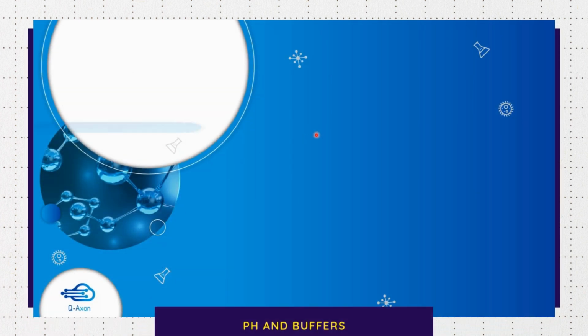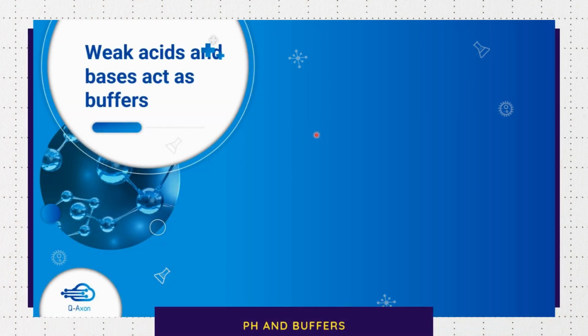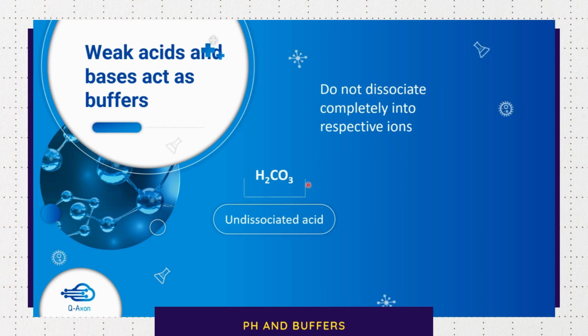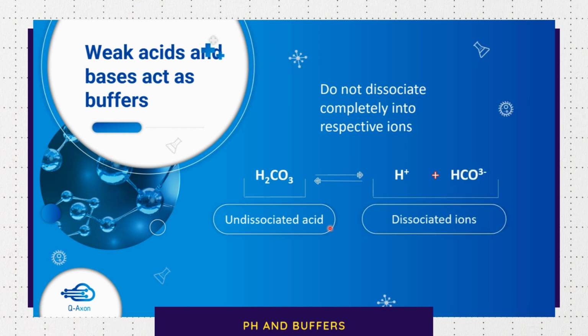So fundamentally, weak acids and bases act as buffers, which do not dissociate completely into their respective ions. An example of a buffer is bicarbonic acid, which is the undissociated acid, and it will partly dissociate into its ions, that is hydrogen ions and bicarbonate ions. So this buffer exists both as undissociated acid as well as in the form of dissociated ions.